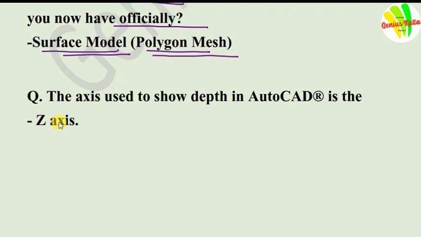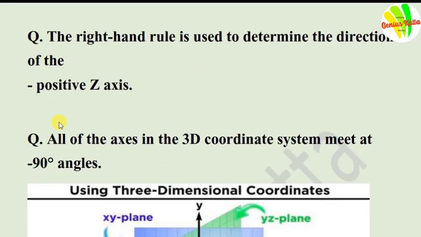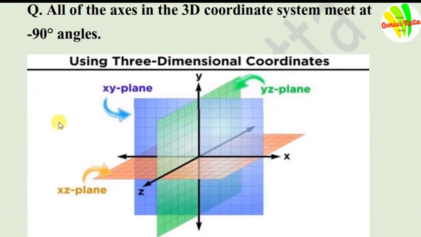Next question: the axis used to show depth in AutoCAD is the z-axis. Next question: the right hand rule is used to determine the direction of the positive z-axis.